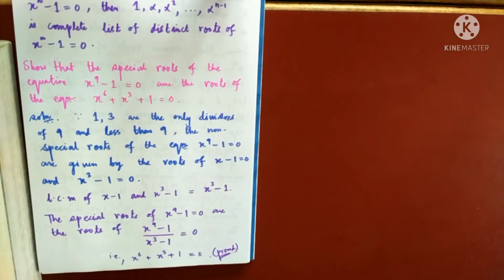So this is the concept of how to find an equation whose roots are the special roots of some given equation. This completes the topic binomial equations and special roots. I did not do special roots in much detail, but I hope this much concept is enough to answer the questions which come.